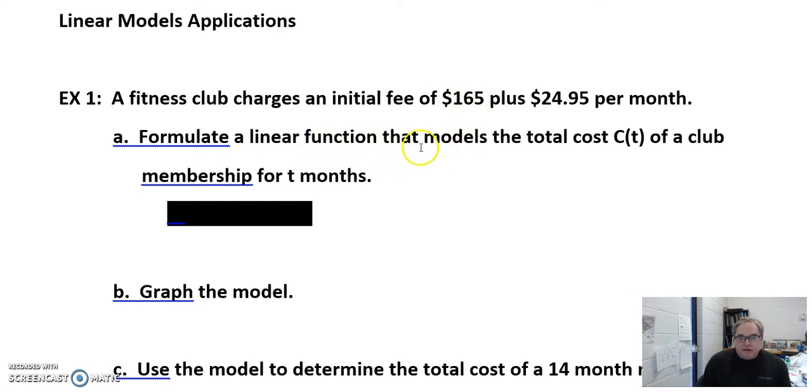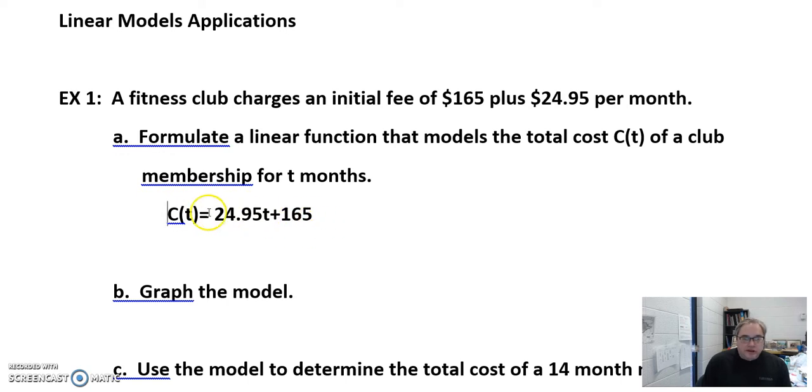So part A, formulate a linear model that models the total cost C of t of a club membership for t months. We have to be aware here, typically in class we have y equals mx plus b. Now we're going to end up with C of t equals mt plus b. The x's become t's, and y is replaced by function notation. So C of t is equal to 24.95t. That goes in front of the variable because it's the slope, plus the y value of the y-intercept, 165. So that's our linear model.